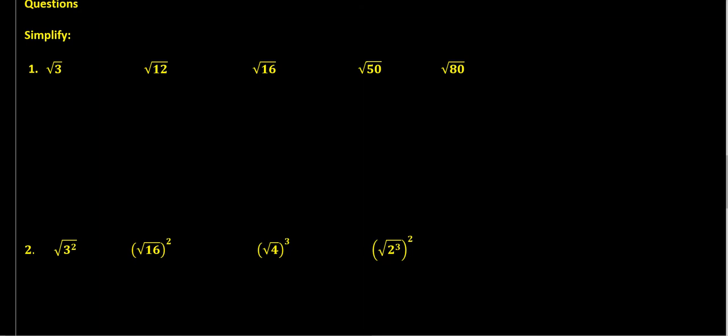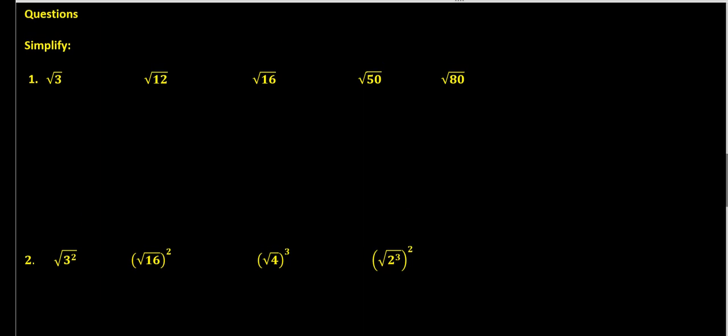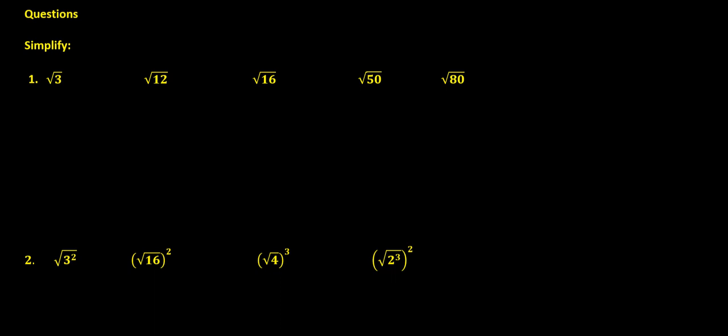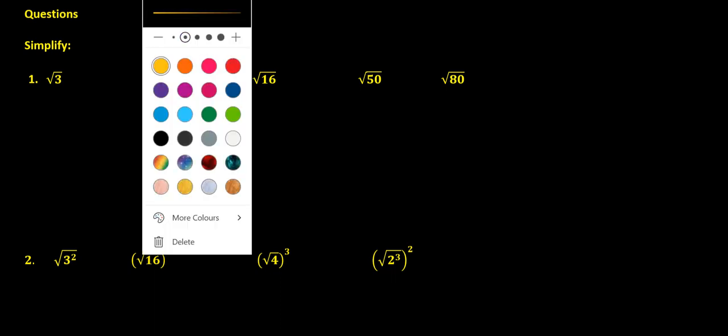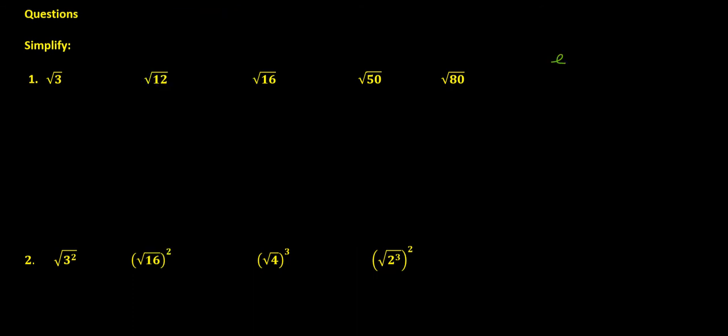Okay, so the first set of problems are just to simplify, and I'm going to do an example at the side here. Let's do green. Okay, let's simplify the square root of 150.